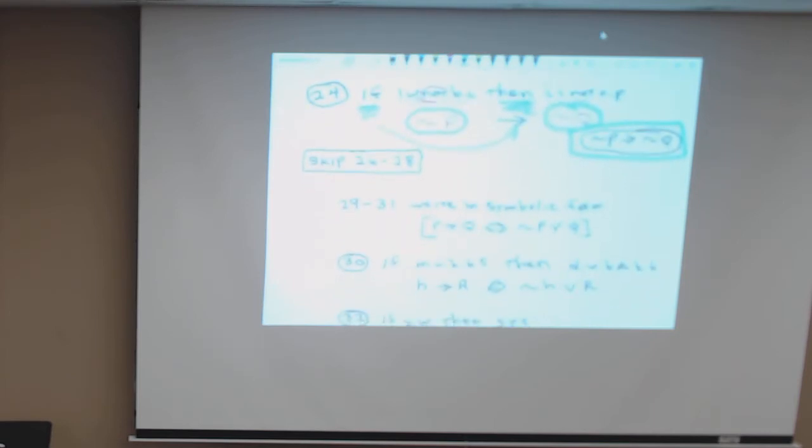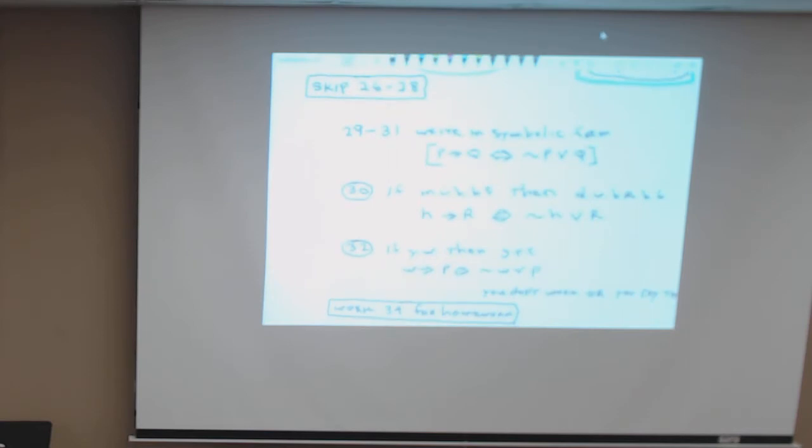And skip 26 to 28, and jump to 29 through 31. So don't work problems 26 to 28. Jump to 29 to 31. Write in symbolic form, what did they say to do here? Where'd it go? Oh, they give you a bunch of stuff here. Put this information down.